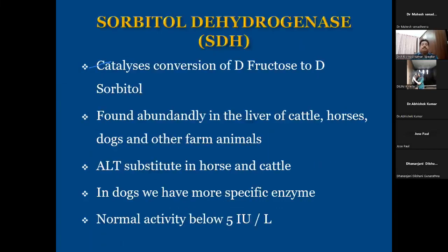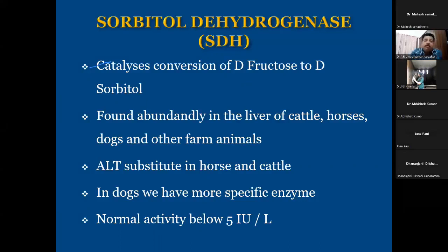Then sorbitol dehydrogenase. Of course, to a certain extent, we can use this in dogs also. It catalyzes the conversion of D-fructose to D-sorbitol. SDH is a liver-specific enzyme for the cow, goat, and the horse. I am not giving a class on equine or bovine medicine, but I was telling. It is found abundantly in the liver of cattle, horses, dogs, and other farm animals. So here also, if money permits, we can go for SDH estimation also. It is an ALT substitute in horse and cat, of course.